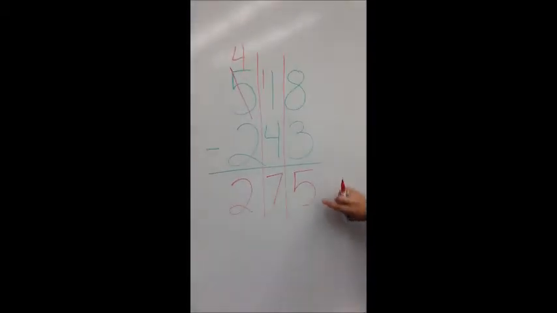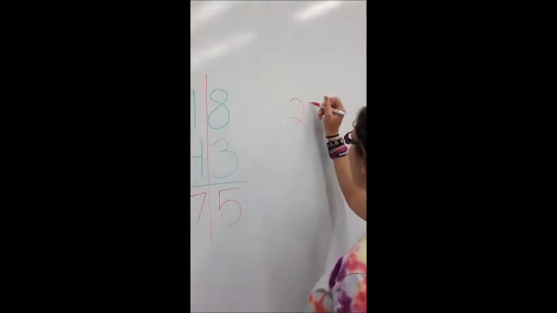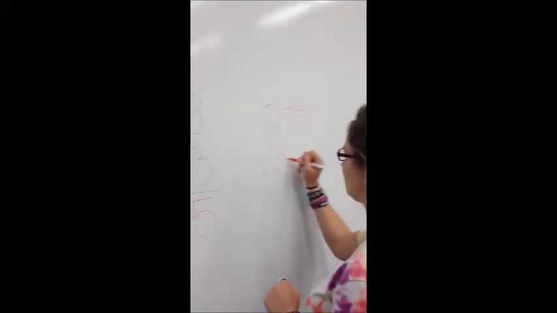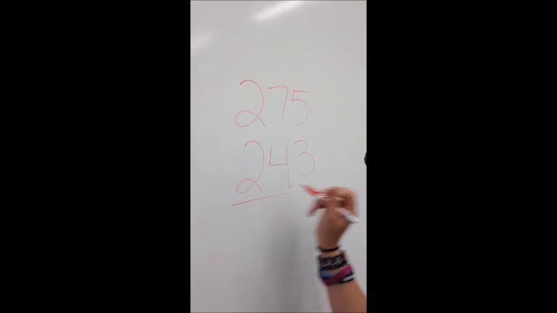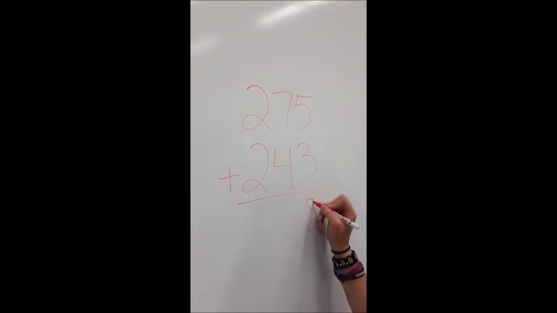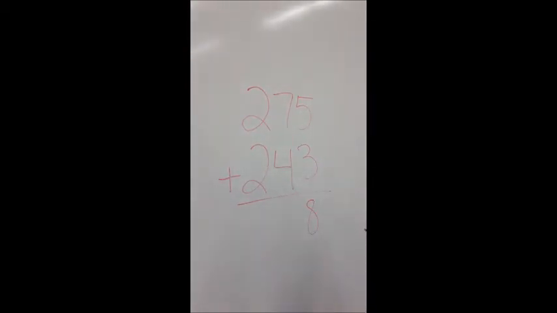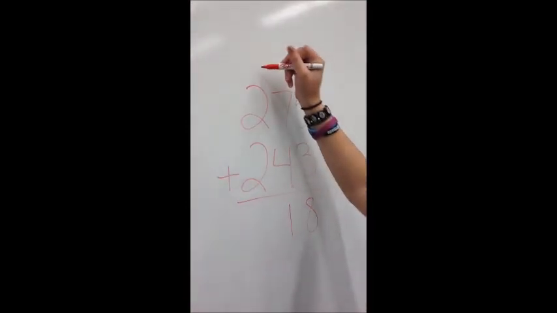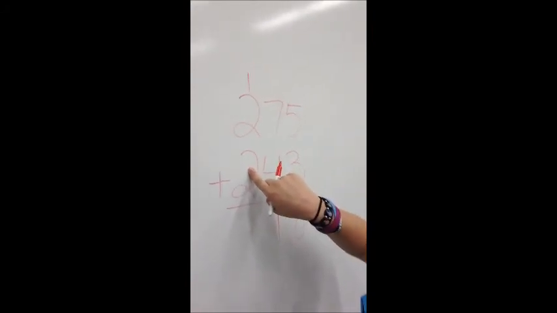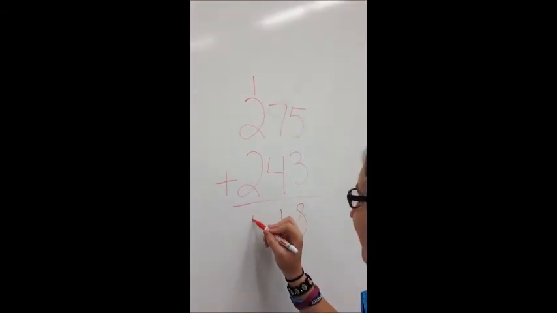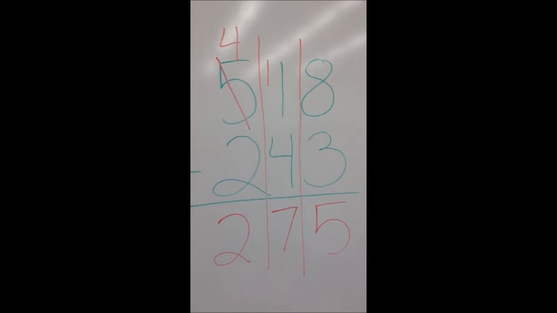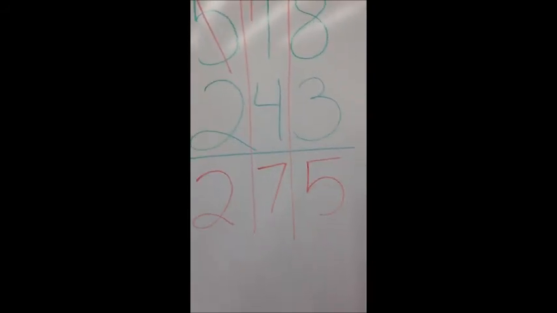Okay, so now we're going to add. We're going to take 275, which was our answer, and we're going to add 243. So when we add, we have 5 plus 3, which equals 8. 7 plus 4, which is 11. So you can put your 1 down here, and you have to carry your 1 over because you're regrouping. And 2 plus 2 is 4, plus 1 is 5. So your answer is 518, which is the same as up here. So now that you did your checking, you know that 275 is the correct answer.